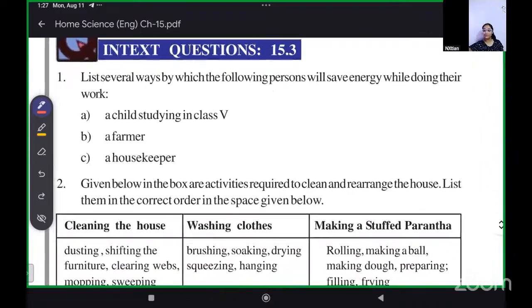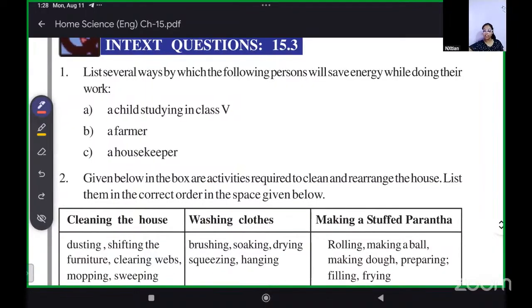Now, in-text question 15.3, let's take a look. List several ways by which the following persons will save energy while doing their work. A child studying in class 5th, a farmer, and a housekeeper. Can you tell me, a child studying in class 5th, how will he save energy while he studies or does his homework?